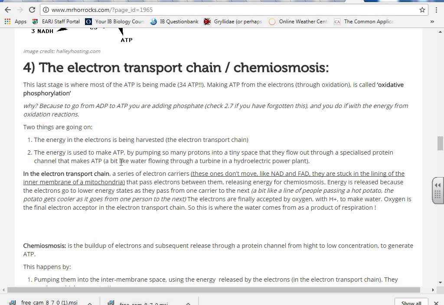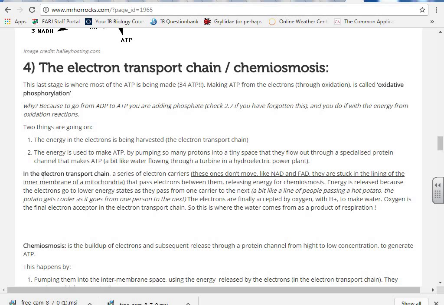So, in the electron transport chain, there's a series of electron carriers. These ones don't move, unlike NAD and FAD. So we've got other electron carriers here, but they're not mobile ones. They're embedded in the membrane, the inner membrane of the mitochondria, that pass electrons between them, releasing energy for chemiosmosis.